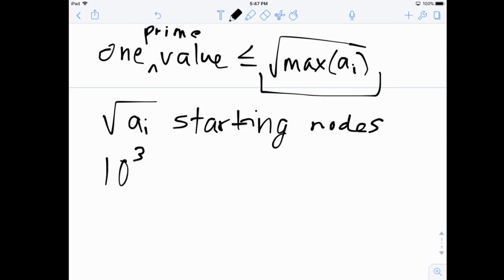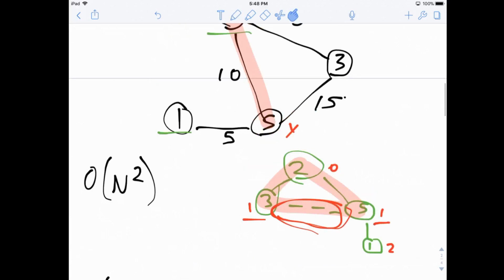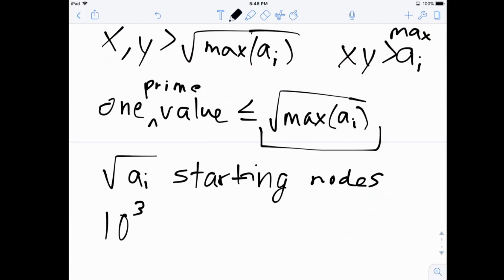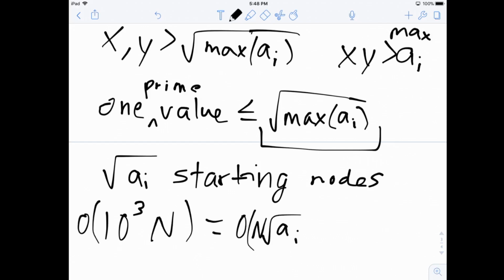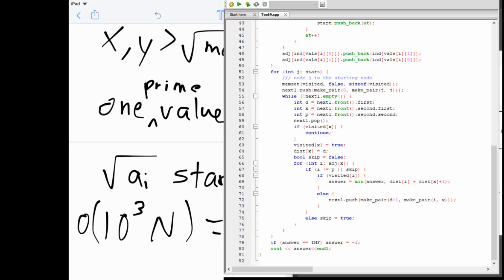For each of these 10 to the power 3, we have to look through the whole graph to make this BFS tree here. So we have a 10 to the 3 times n solution. Just to be clear where the 10 to the 3 comes from, we have a square root of AI times n solution. And this runs in time because n is 10 to the 5 and square root of AI is 10 to the 3. This is 10 to the 8. This does run in time. Okay, let's consider the code for this problem.